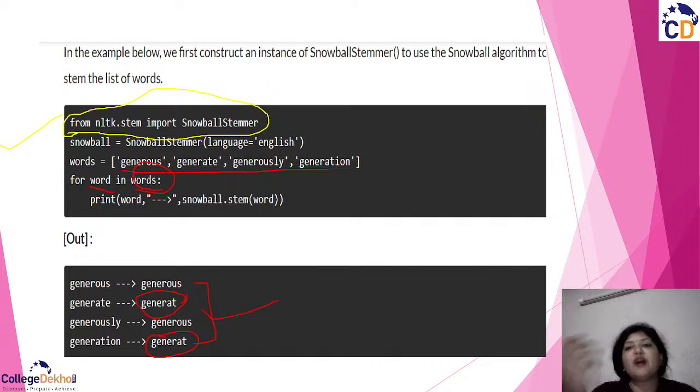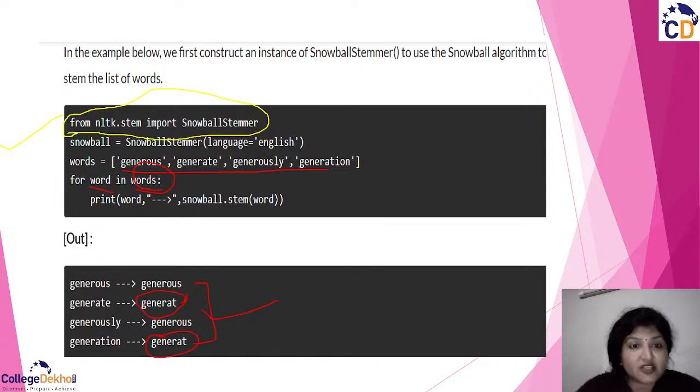So I hope you have understood the different types of stemmers. What do you mean by stemming? The concept is very clear to you, along with the different stemmers and the advantage of stemming. In the next class, I will tell you about lemmatization, and I will compare both of them, like why stemming is used and why lemmatization is used.